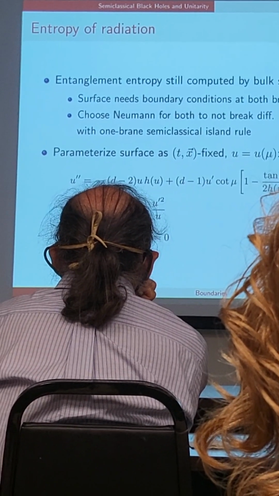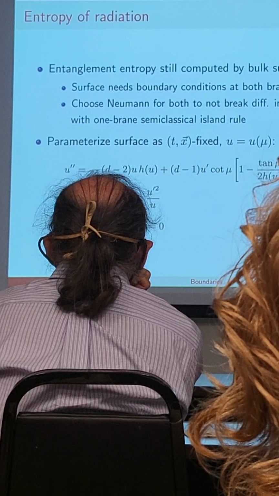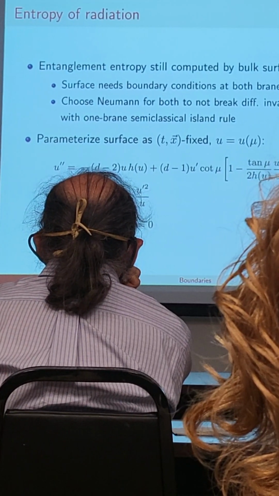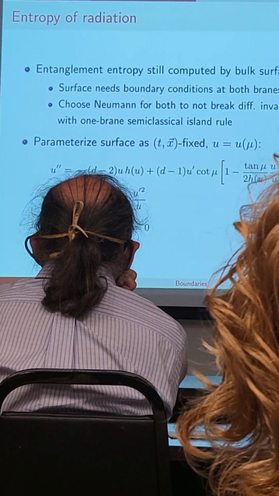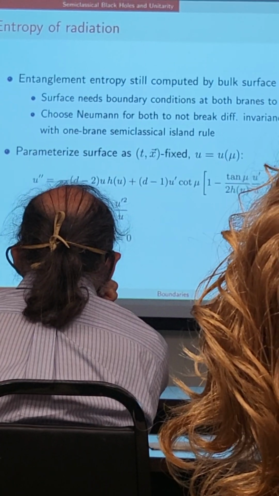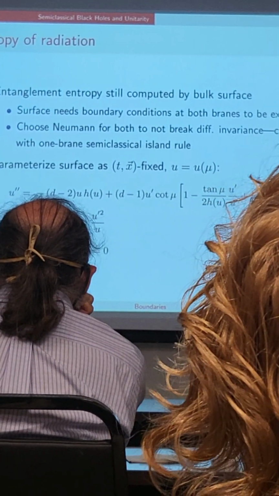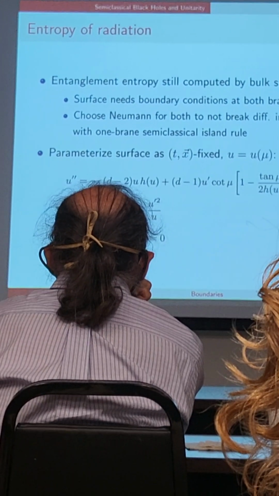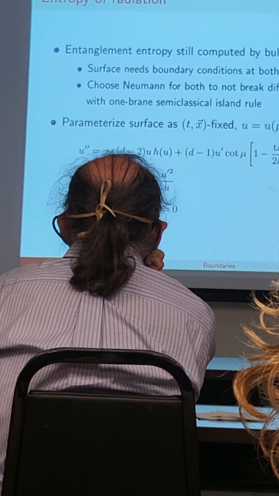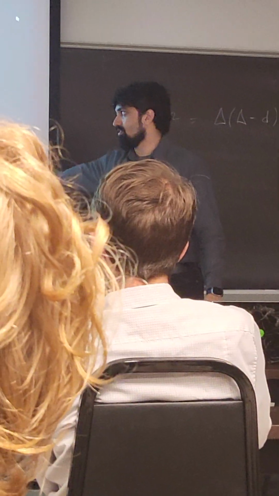Because if you specify a fixed point at which this bulk surface should end, that will break it. We view that as bad because it would seem to break diffeomorphism invariance. It would set like a hard point in your brane world. And so doing Neumann at both branes is actually consistent with what's done in the semi-classical island setup with just one brane. But so we then parameterize our surfaces as so: keep t and x fixed.